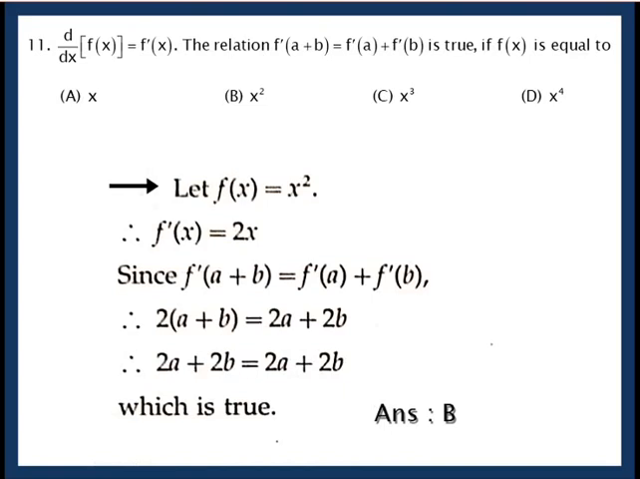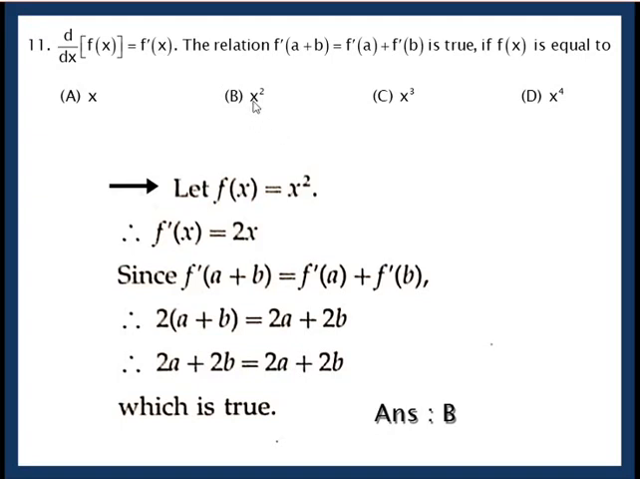The derivative of f of x is obviously f dash of x. The relation f dash of (a plus b) is f dash of a plus f dash of b is true if f of x is... Now consider these options one by one.